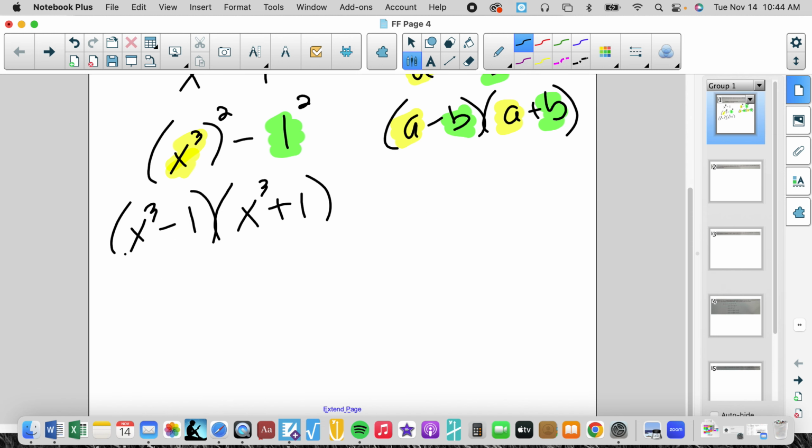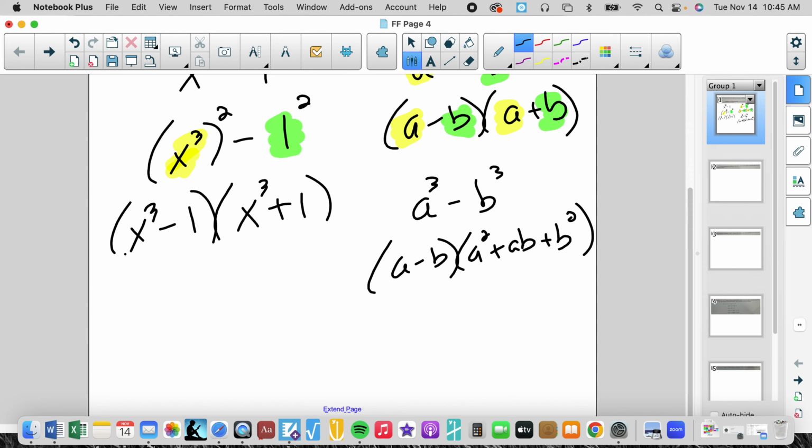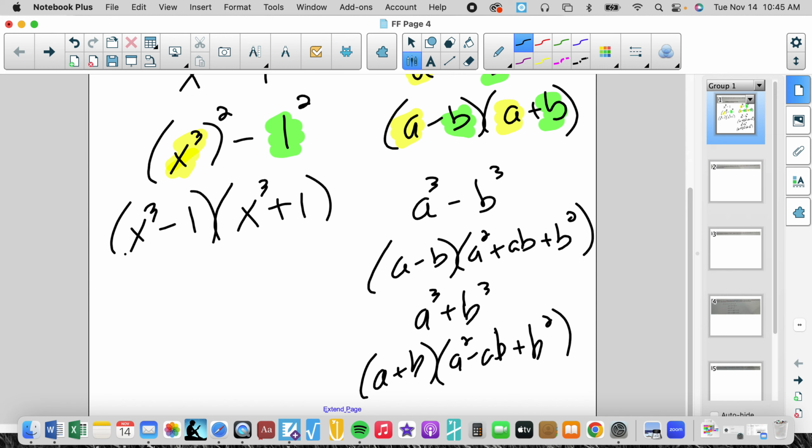And then we notice that we have the difference of two cubes and the sum of two cubes. And we have templates for that, where we know that the difference of cubes is going to be a minus b, a squared plus ab plus b squared. And then our sum of cubes is going to be a plus b times the quantity a squared minus ab plus b squared.